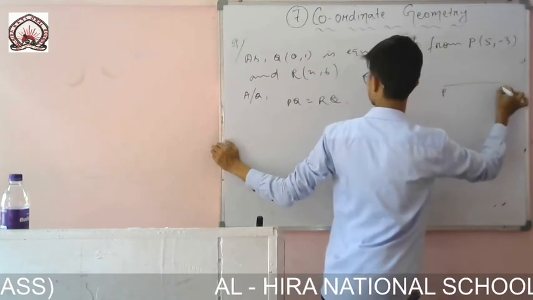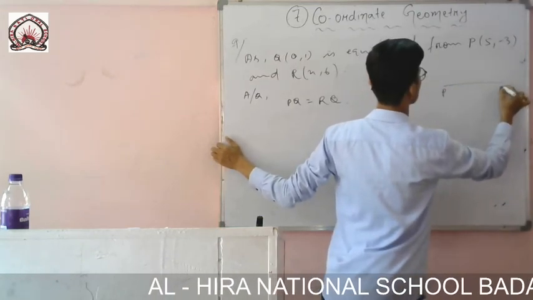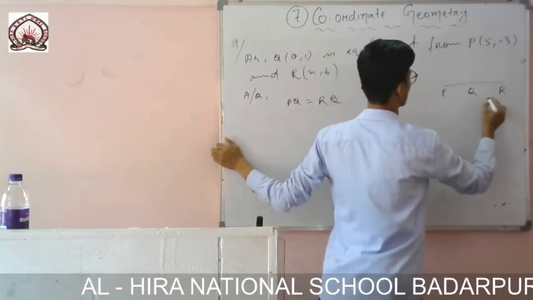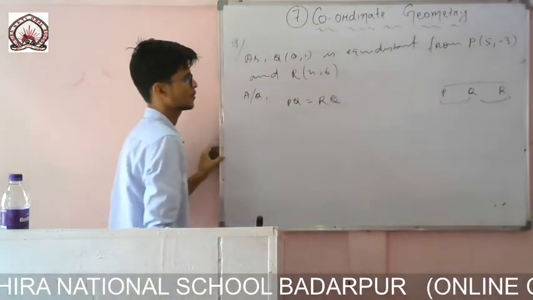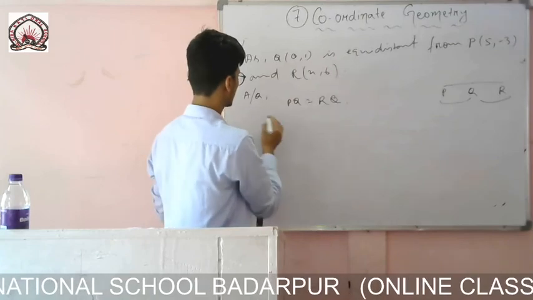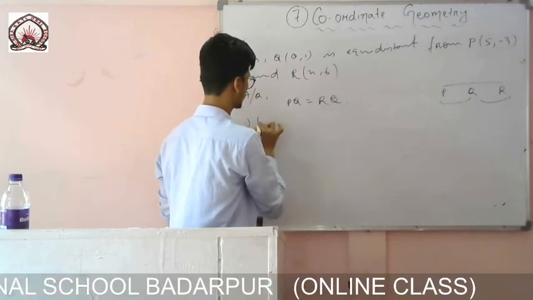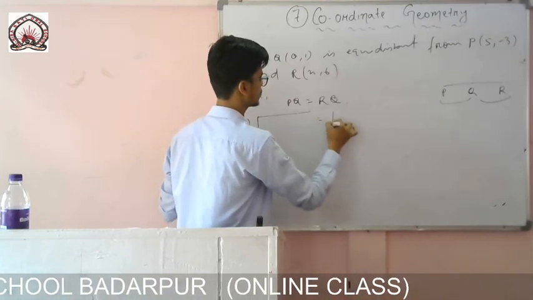P, there it is, equidistant from P and R, in the middle there is Q. So QP or PQ is equal to QR or RQ, whatever you write. Okay, so this is the equation. So now we'll just try to put the values here.